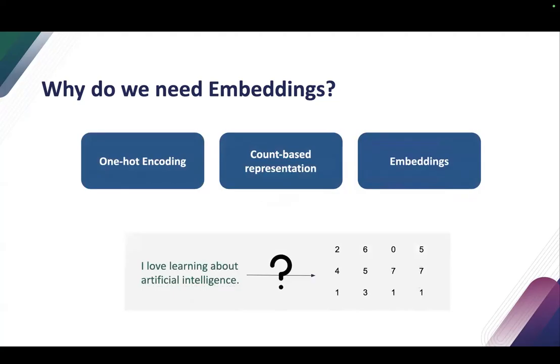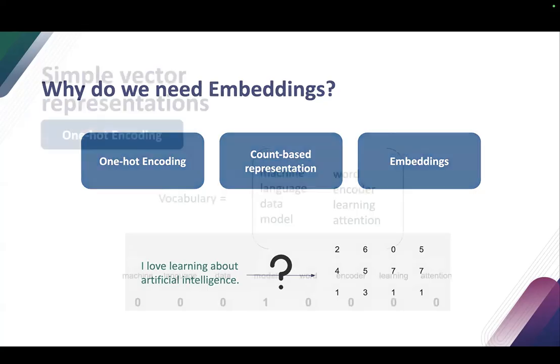Before we had embeddings, we had some more simplistic ways of encoding text. Some of the most old school, if we can say that, would be one-hot encoding and count-based representations. So let's talk a little bit about these two older versions of converting text to numerical formats.